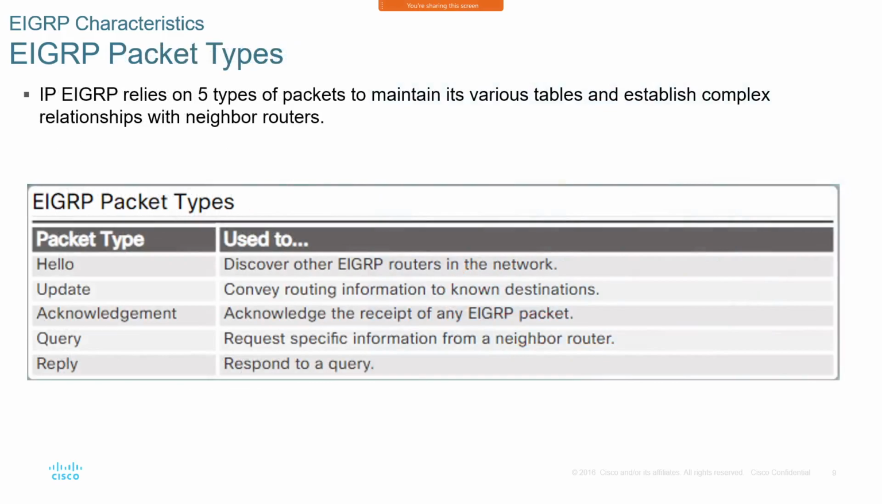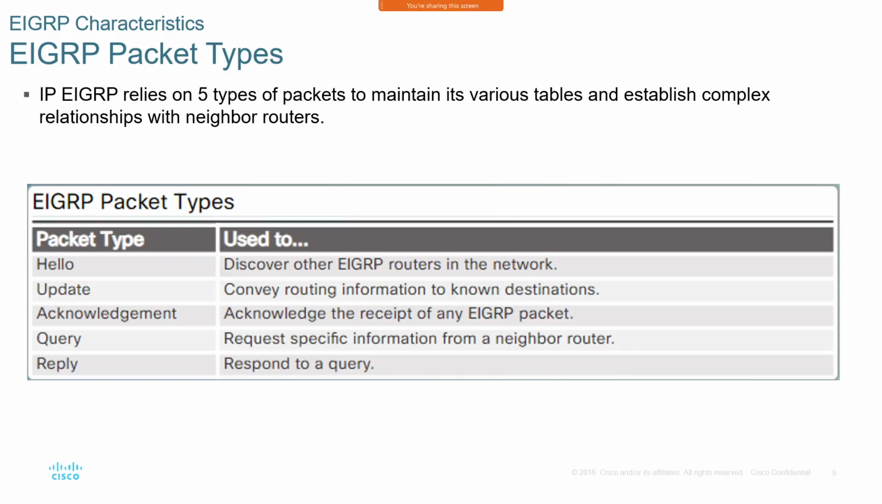Now, EIGRP relies on 5 types of packets to maintain its various tables and establish complex relationships between neighbor routers. These are all the message types we have in EIGRP. We have the hello packet, which is basically a message that a router sends to another router saying that it exists and it wants to become a friend with the other router. The update message is a message that a router uses to send updated information, so information about a new network, or information about a change in a network that already exists.